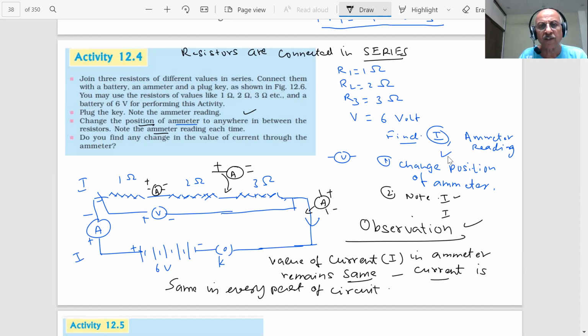Therefore, we can say that there is no change in current. Experimentally, we can do this activity and record the observation. This is an important point. Note down. Noted? Current is the same. What is the same? Current is the same. Record this, students, then I proceed further. Noted?